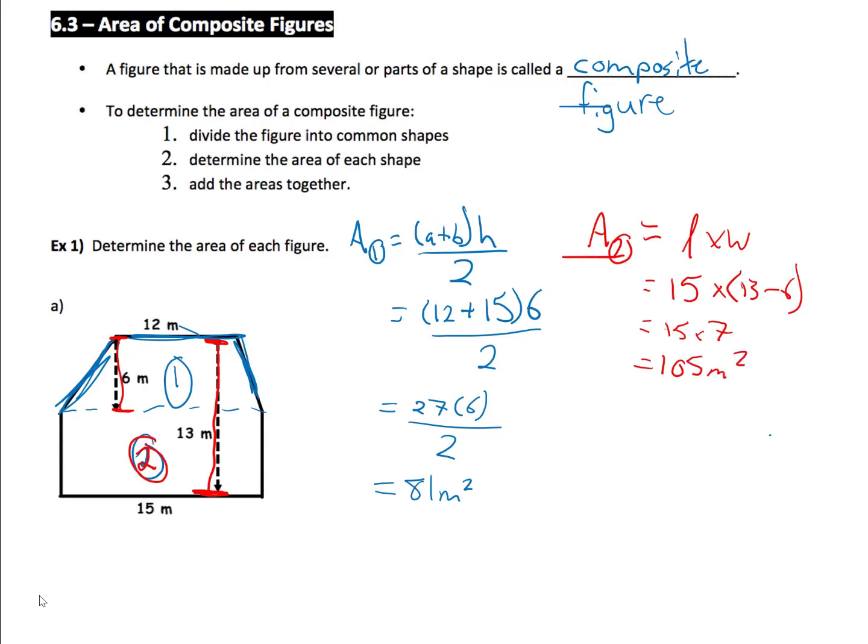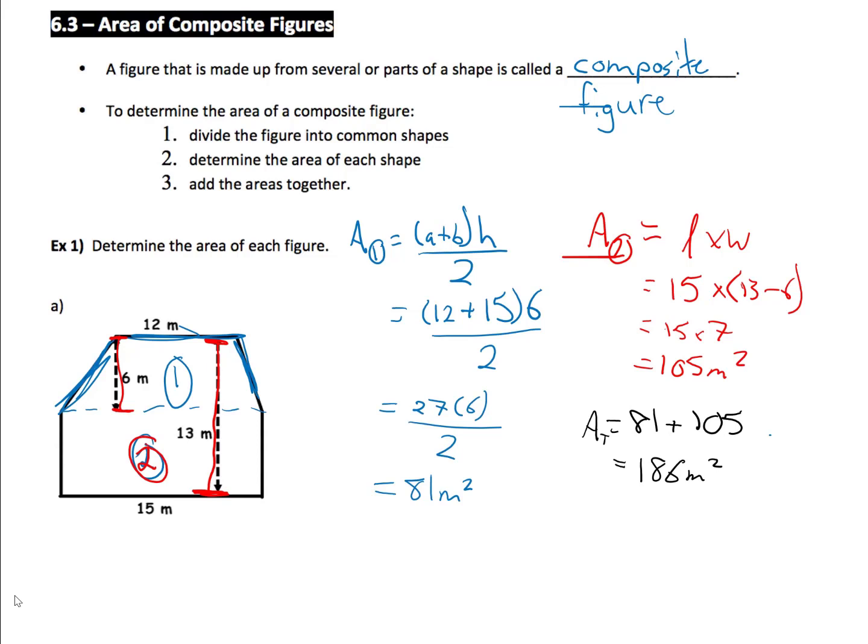So that's area 1 and area 2. Now we need to add them together. To do that, I'm going to change my pen color to black. This is the area. You can put AT for area total, is equal to 81, which is area 1, plus 105, which is area 2. Add them together. You should get 186 meters squared.